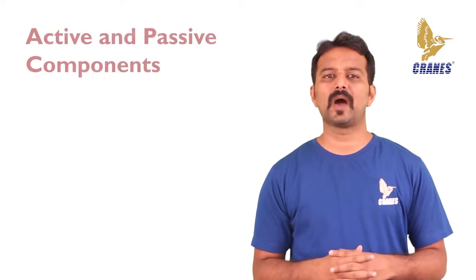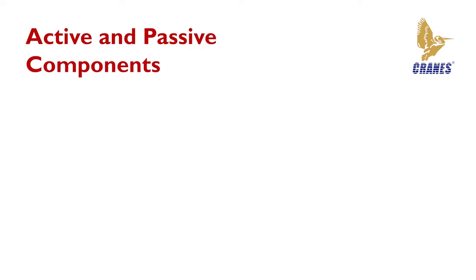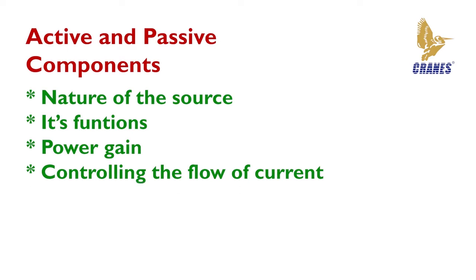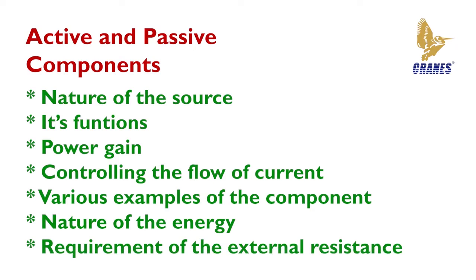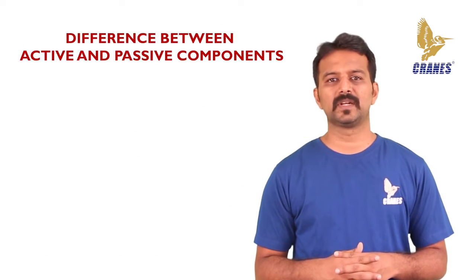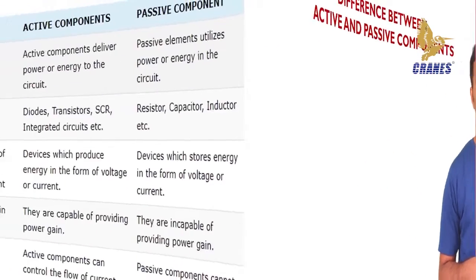Now let us move to active and passive components. The active and the passive components are differentiated on various factors like nature of the source, its functions, the power gains, controlling the flow of current. Various examples of the component, nature of energy, requirement of the external resistance are there. So let's look at the difference between active and the passive components, which will be as tabulated in the given figure.